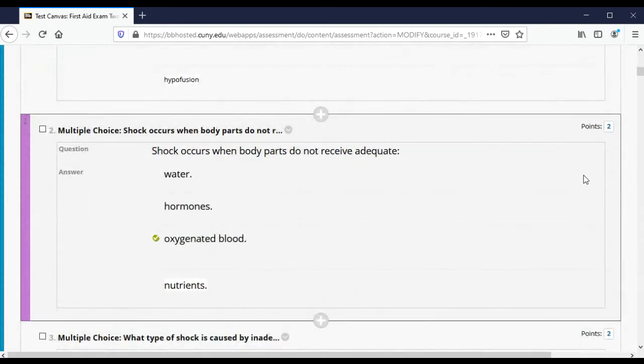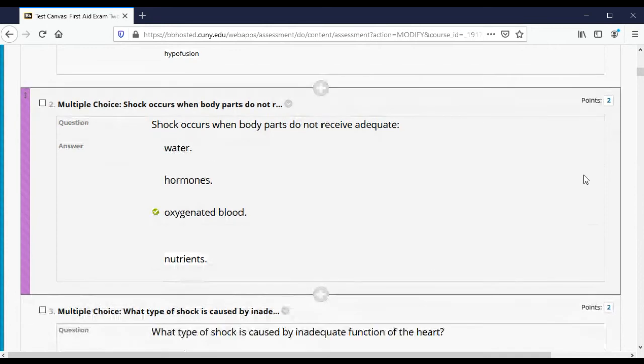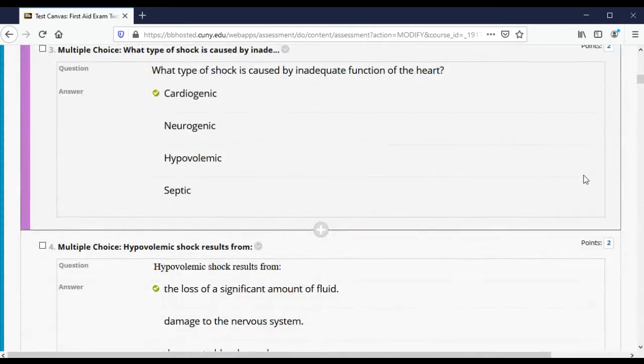Number 2, shock occurs when body parts do not receive adequate, and the best answer there is oxygenated blood. It's a little more complicated than that, but that is the best answer. What type of shock is caused by inadequate function of the heart? And that answer is cardiogenic shock. Remember, the prefix cardio always pertains to the heart.